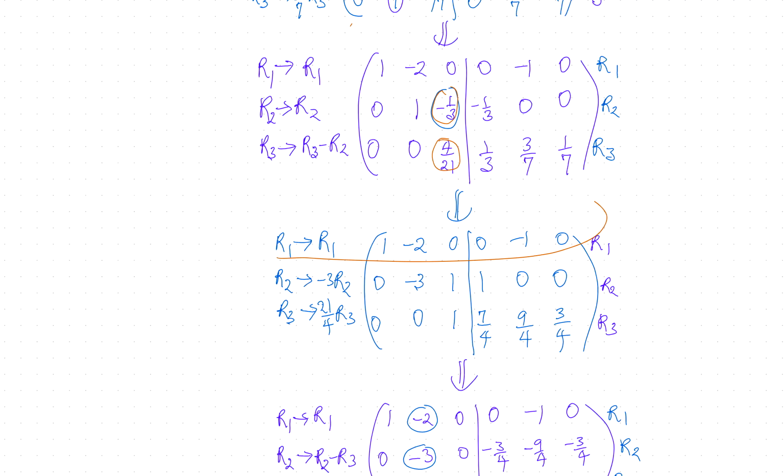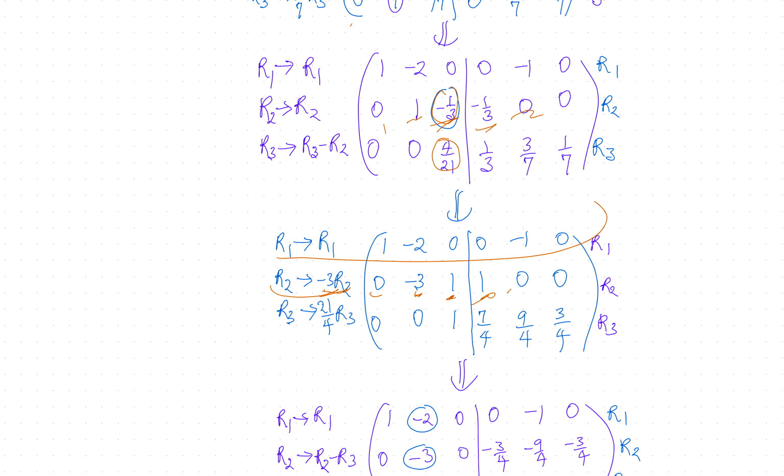So the new row 2 is going to be minus 3 of the old row 2, because the multiplicative inverse of minus 1 over 3 is minus 3. So I say the new row 2 is minus 3 times the old row 2. That is minus 3 times 0, 0. Minus 3 times 1, that's minus 3. Minus 3 times minus 1 over 3, that's 1, which we need. Minus 3 times minus 1 over 3, that's 1. Minus 3 times 0, 0. Minus 3 times 0, also 0.